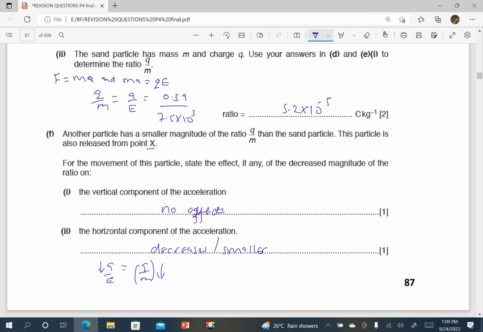Okay, so that is the end of electric fields 1. That is the first part. You notice that we have been dealing with a uniform field. In lesson 3, we shall deal with a non-uniform field and basically point charges.